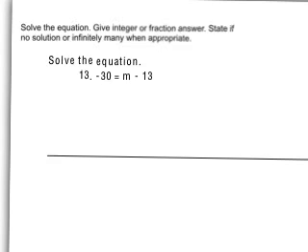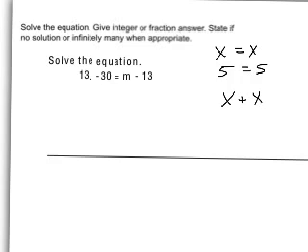Remember, infinite number of answers, you get that when it's like x equals x or 5 equals 5, something that's equal on the other side, so that no matter what you had put in for x, it would have come out to be equal. It wouldn't matter.